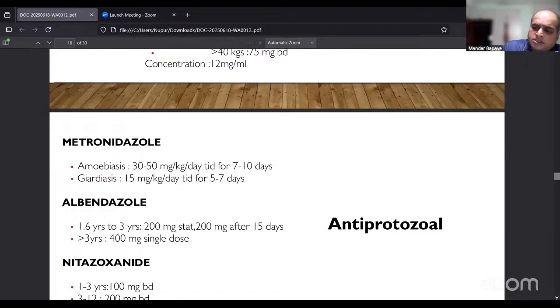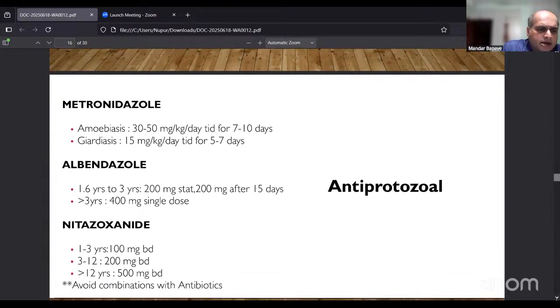The other sister of metronidazole is nitazoxanide. And this is BD. This is for 1 to 3 years. We give 100 milligram twice in a day. In 3 to 12 years, we give 200 milligram twice in a day, and more than 12 years, we give 500 milligram BD, that is the adult dose.